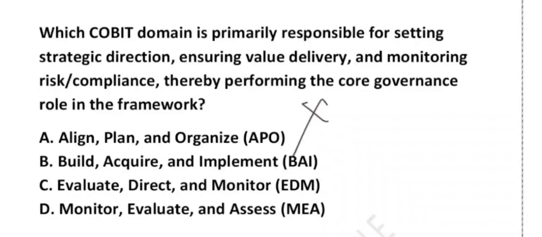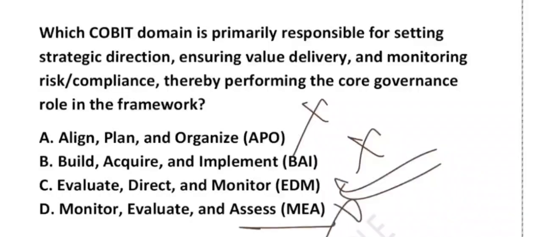What about B? BAI, build, acquire and implement. It handles project delivery, system development and change management. It focuses on execution, not governance. What about EDM? Yes, EDM is the correct one. Evaluate, direct and monitor. EDM is executive decision making, or the top bosses deciding the direction. And the last option they have mentioned is MEA. No, that's wrong. Monitor, evaluate and assess is wrong, because performing audit, performance check and compliance assessment does monitoring, but only on management activity, not the strategic direction.